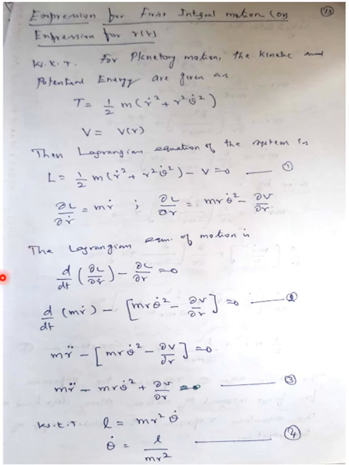But we know that L is equal to m r square theta dot, the momentum coordinate. In the earlier slide we saw this, please refer to that. Therefore L is equal to m r square theta dot, so theta dot is equal to, cross multiplying, L by m r square. So substitute this value of theta dot in this equation.